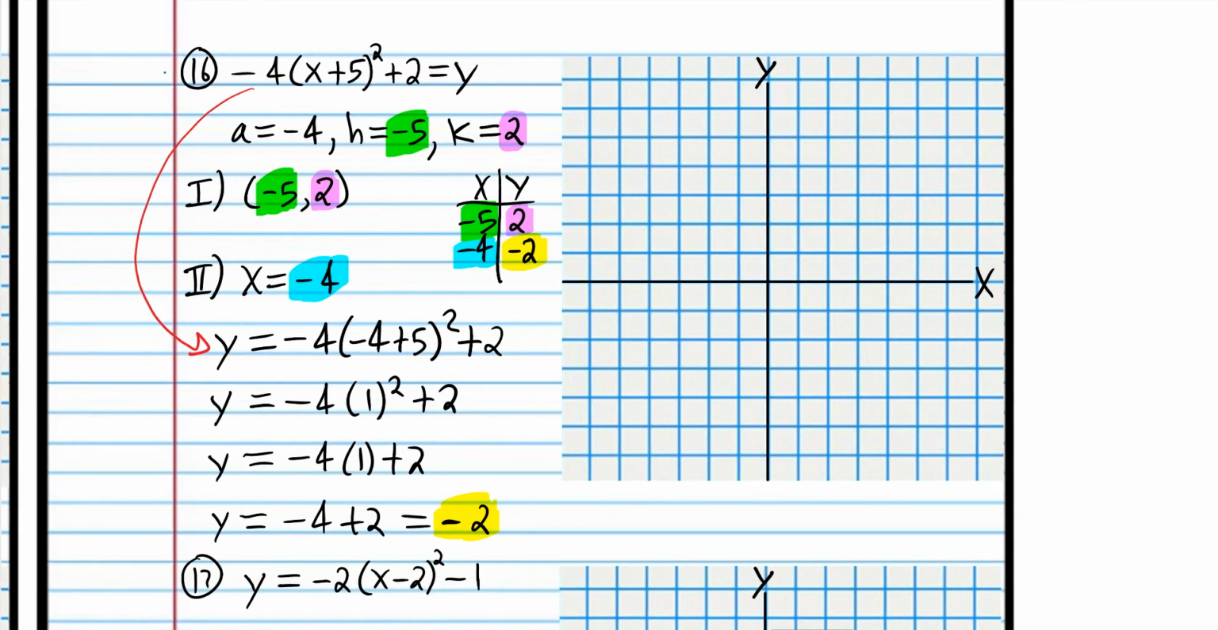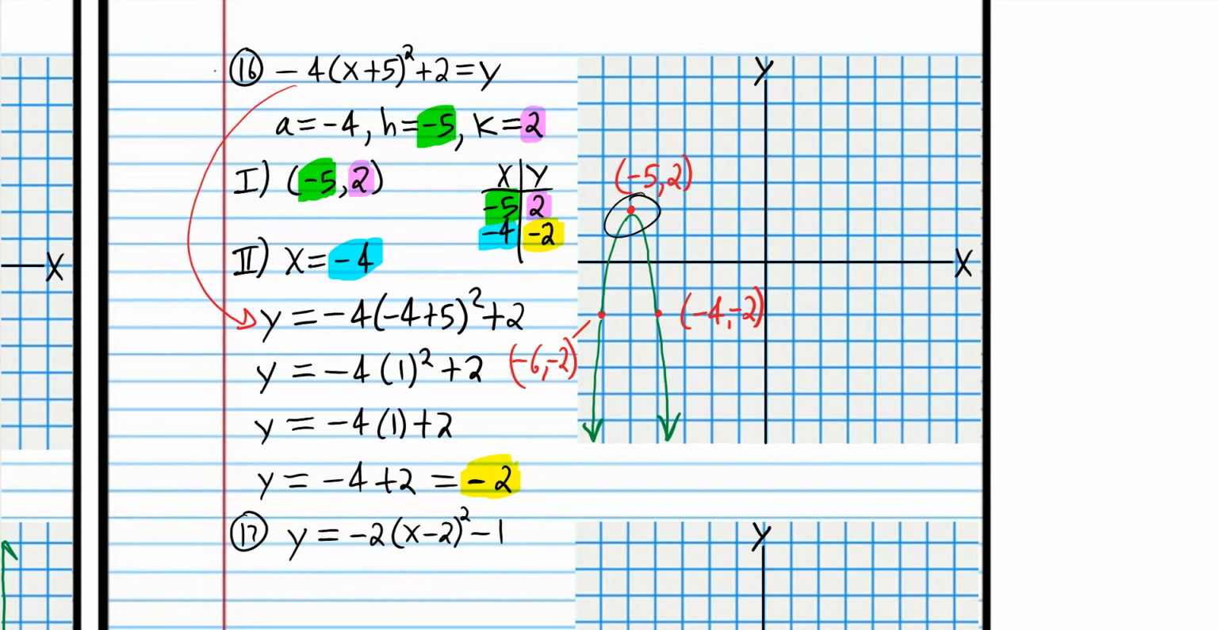Okay, and let's plot the vertex. So 1, 2, 3, 4, 5, 1, 2. And it's opening downward, so I can put my point here. So we have (-5, 2). And the other point is going to be 1, 2, 3, 4, -2 here. And mirror that point. So we have (-4, -2). And this point is going to be (-6, -2). And we'll just connect the dots.